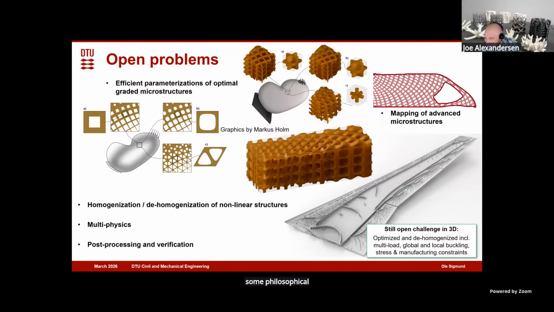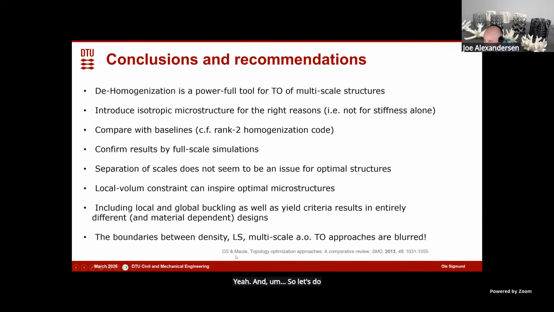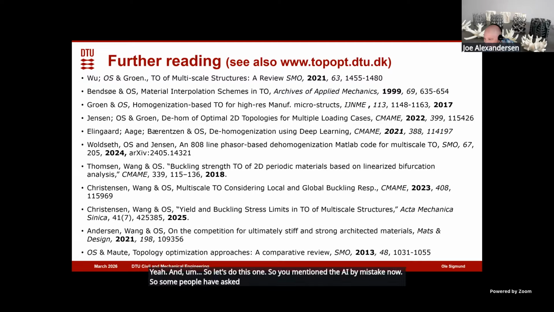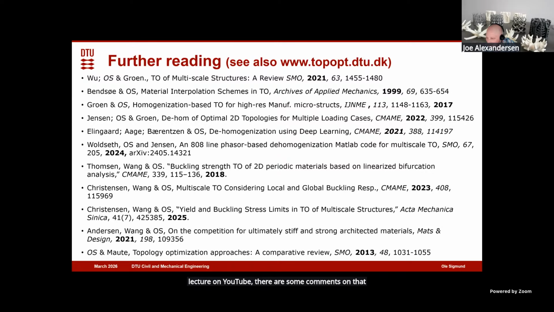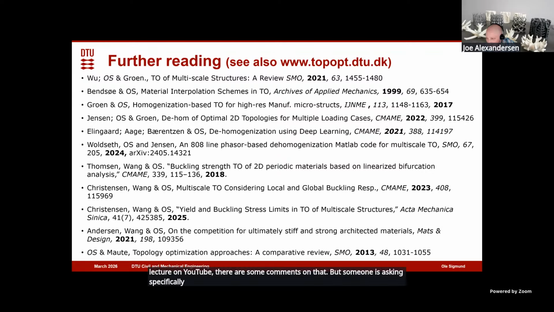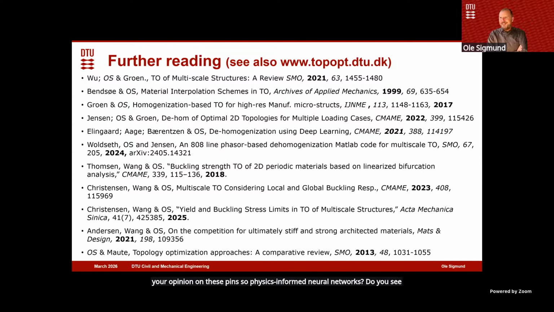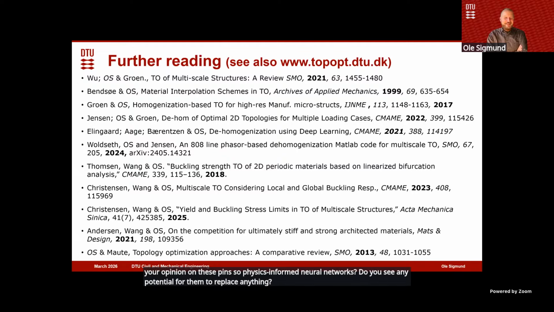Yeah, and so let's do this one. You mentioned the AI by mistake now. Some people have asked about your opinion on that, and I suggest you go back and watch the first lecture on YouTube, there are some comments on that. But someone is asking specifically for your opinion on PINNs, physics-informed neural networks. Do you see any potential for them to replace anything? That's a tough question.